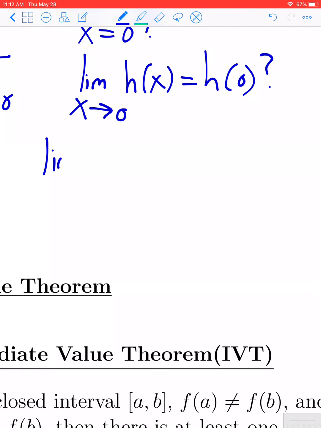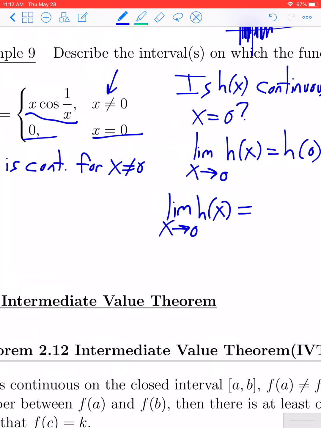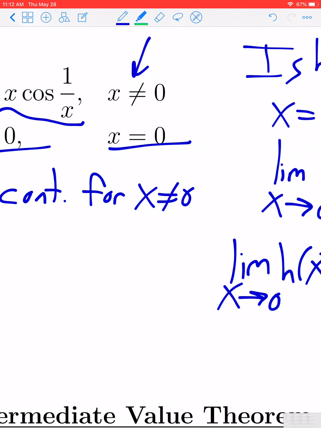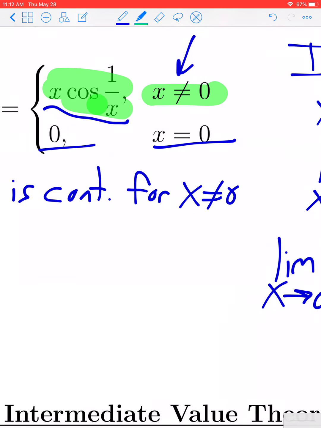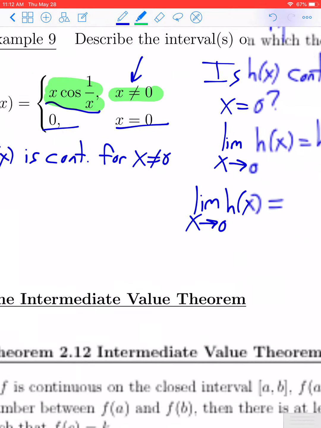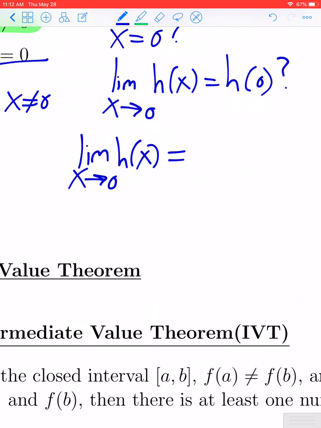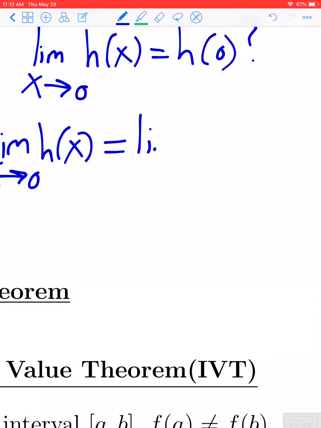Let's investigate the limit. The limit as x approaches 0 of h of x. This is the limit as we approach 0 from either the left side or the right side. But again, as you're approaching 0, you're getting closer and closer to 0, but technically at that point you're not equal to 0. So when we're investigating the limit, we're going to be using this piece of the function. So the limit as x approaches 0 of h of x is equal to the limit as x approaches 0 of x times the cosine of 1 over x.